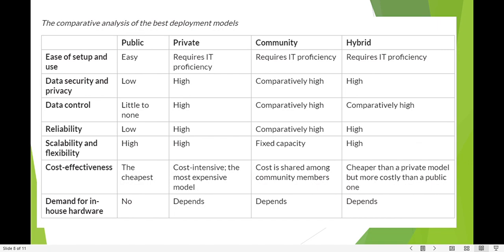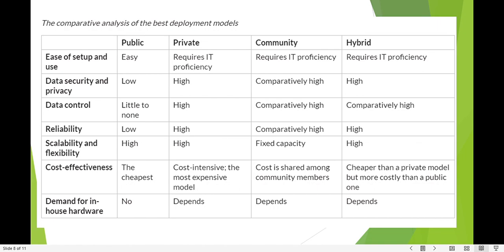Data control: public has little to none. Private has high control, community comparatively high, and hybrid high. Reliability: obviously the public will have low because it is open to the world, and private has high, community comparatively high, hybrid has high.